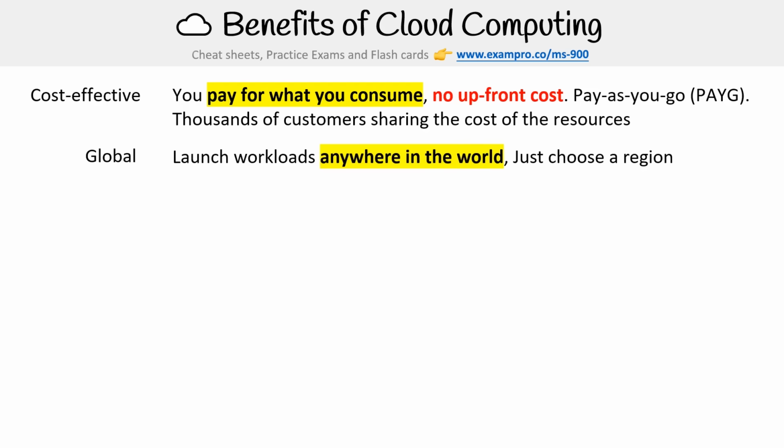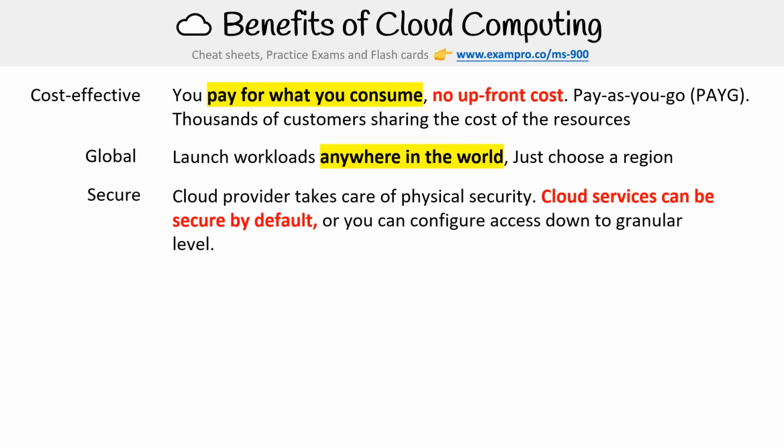Another benefit is that you can go global. So you can launch workloads anywhere in the world, just choose your own region, and you are now in the global market. Another benefit is that the cloud is secure because the cloud providers take care of the physical security, and cloud services can be secure by default. Or you have the ability to configure access down to the granular level, so you have a lot of security controls that you would normally not have, or you'd have to build out on premises.